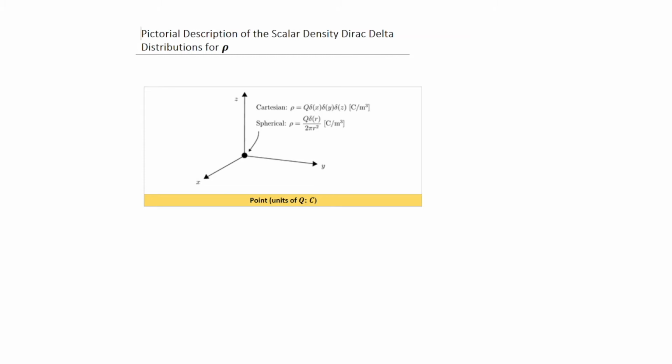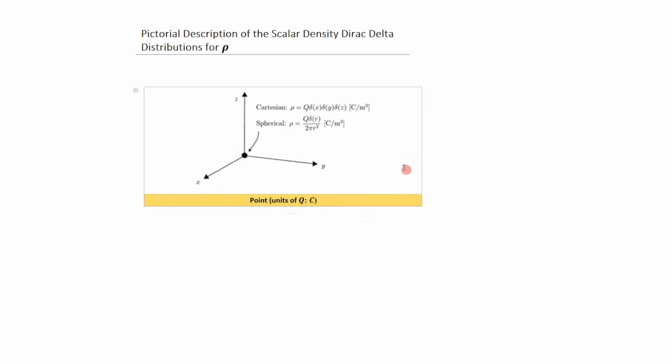So if I were to describe this in Cartesian coordinates, then the units of rho would have to be a charge density, and so each one of these would make a contribution of 1 over meter, 1 over meter, and 1 over meter. And so Q has units of coulombs, so all of this would be units of coulombs per cubic meter. So rho takes on this form, but because it's a distribution, that means at a point source you have a delta x, delta y, delta z. This represents the point source.